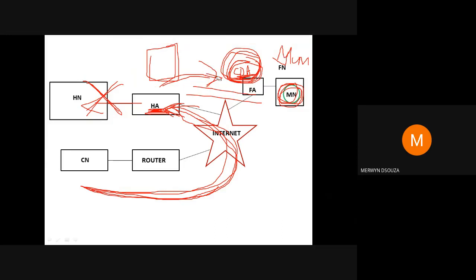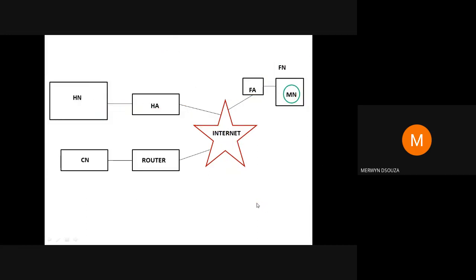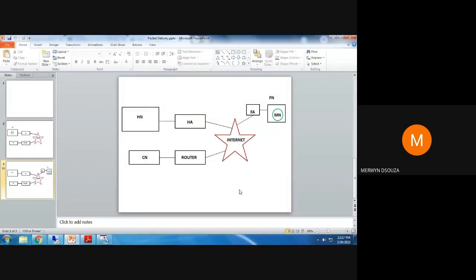Once it decapsulates the packet, it will deliver the decapsulated packet to the MN. So this is the entire way your packet delivery works. This was just for you to get it clear. Now I'll answer Pranav's question.